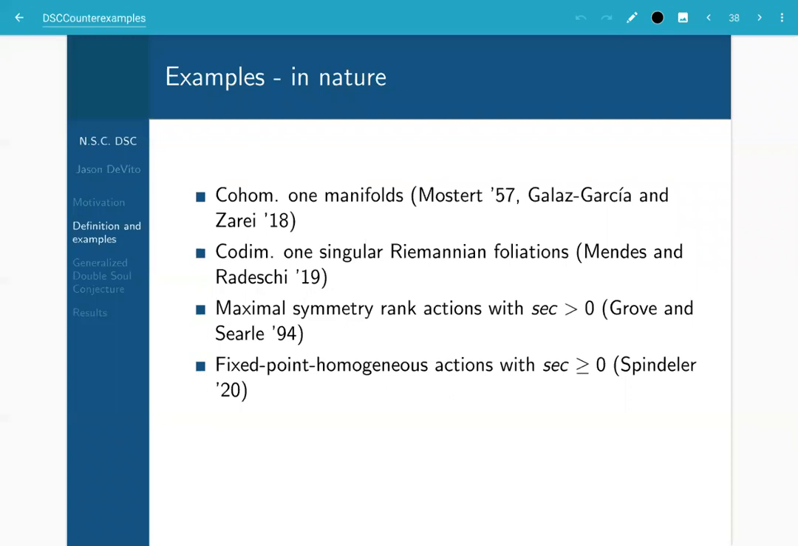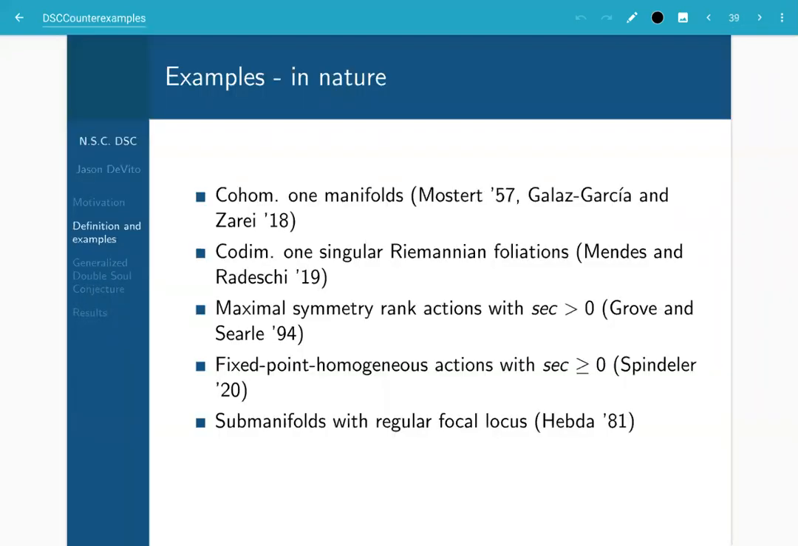So we're talking about group actions in non-negative sectional curvature that have a fixed point set, and then you're assuming that the isotropy action on the normal space is transitive on the unit sphere, and then you get this double disk bundle structure.